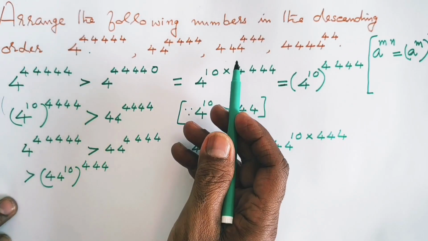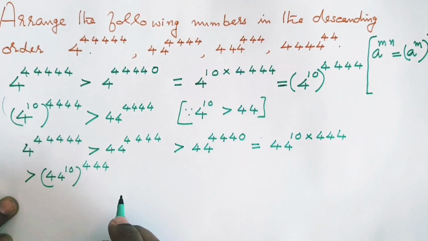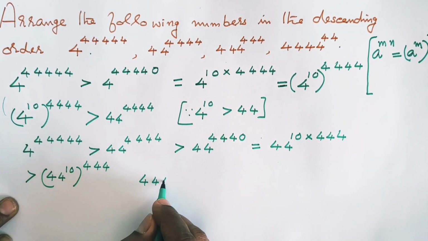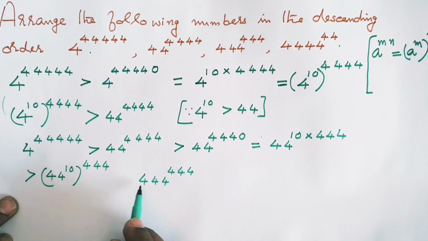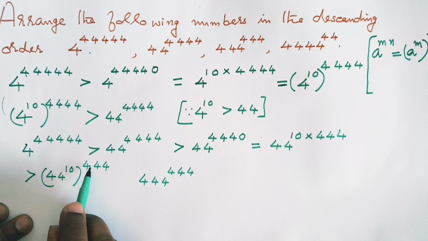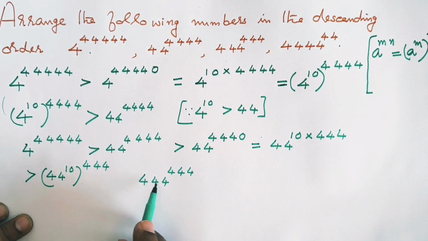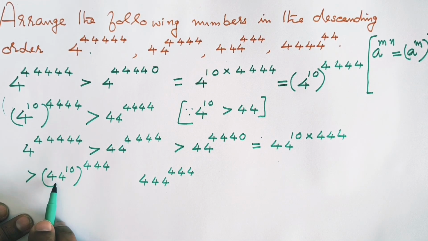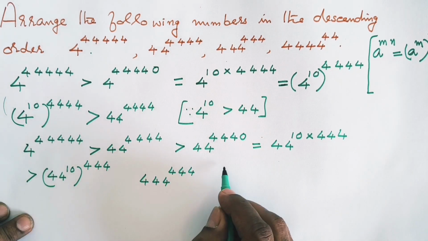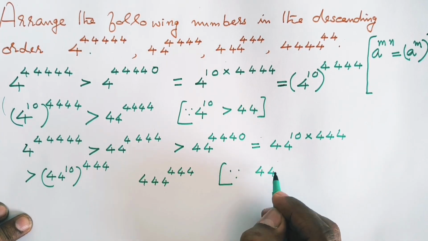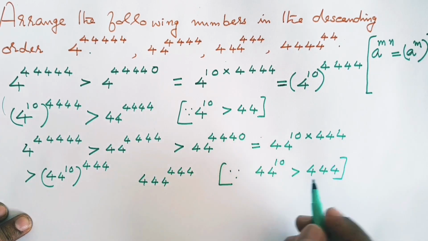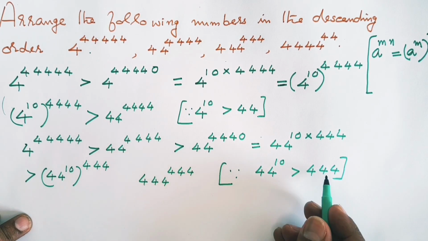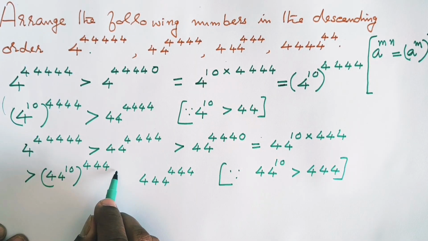Now let me choose the third number given for comparison, which is 444 to the power of 444. Now compare these two numbers. See, the same exponent we have, and the base figure: 44 to the power of 10 is much bigger than this one. 44 to the power of 10 is bigger than 444. Even 44 to the power of 2 will be bigger than this. So this is clearly bigger than this.